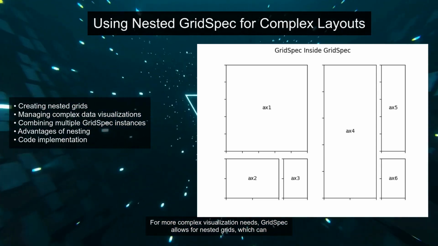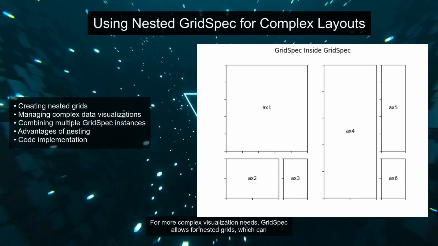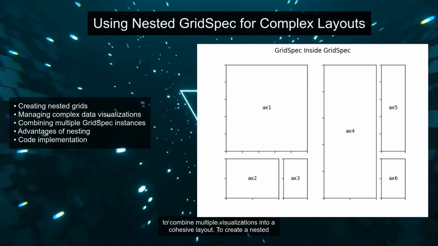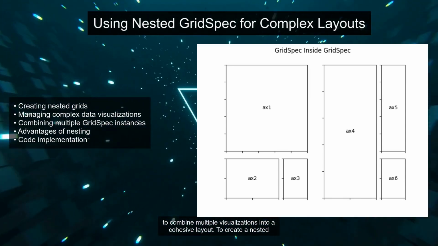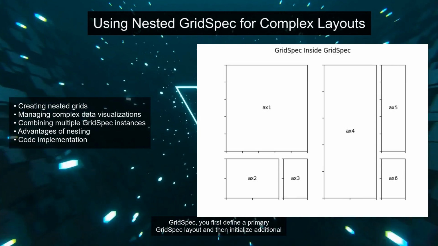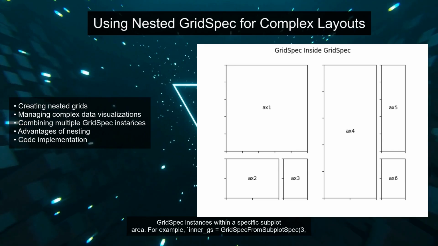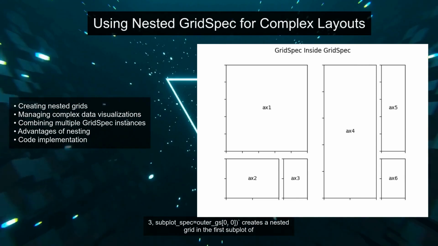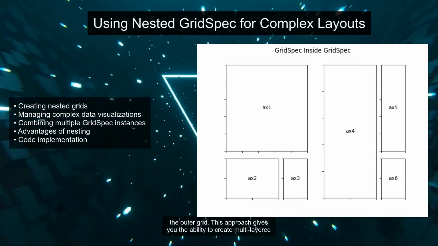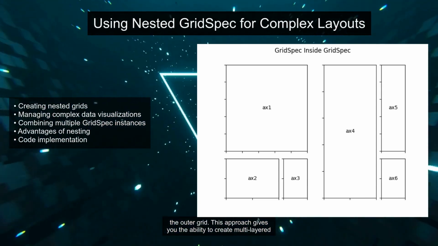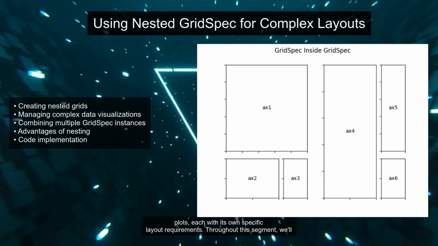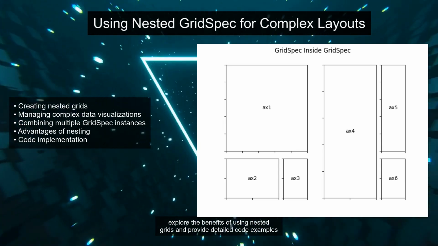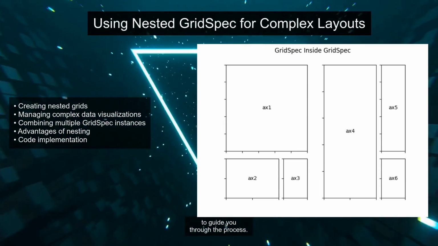For more complex visualization needs, GridSpec allows for nested grids, which can be particularly useful when dealing with intricate datasets or when you want to combine multiple visualizations into a cohesive layout. To create a nested GridSpec, you first define a primary GridSpec layout and then initialize additional GridSpec instances within a specific subplot area. For example, inner_gs = GridSpecFromSubplotSpec(3, 3, subplot_spec=outer_gs[0]) creates a nested grid in the first subplot of the outer grid. This approach gives you the ability to create multi-layered plots, each with its own specific layout requirements.